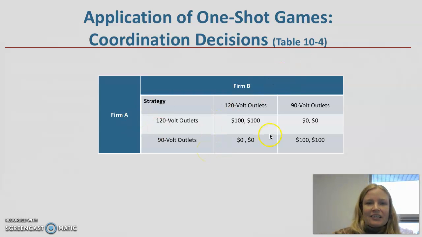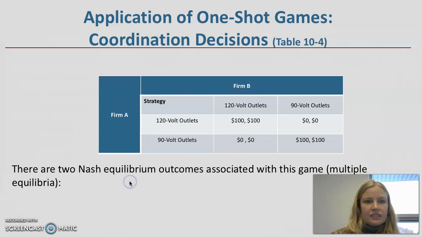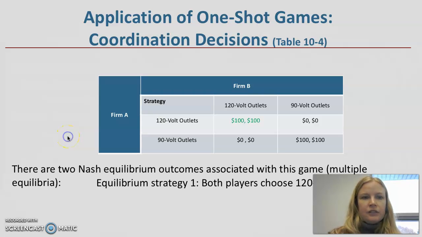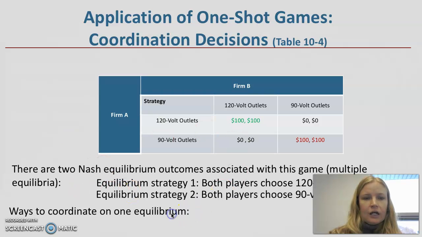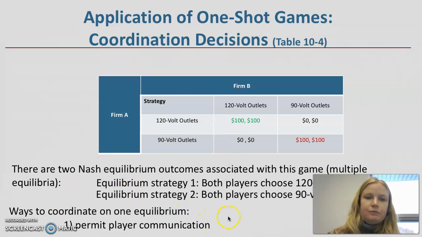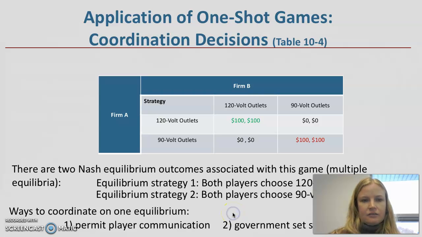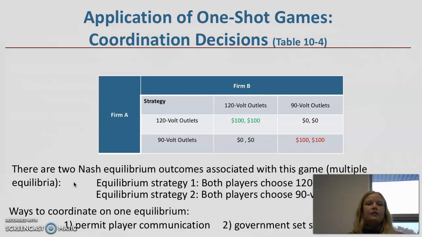So you can either have two outcomes where you both use 120-volt outlets or 90-volt outlets. It's the same outcome, but if the other one doesn't agree with you, you both lose. So in this case, there's two Nash equilibriums associated with this game. I refer to this as multiple equilibria. And basically, you have to be able to coordinate. That's the thing we learn from this, is either have a government set a standard or permit player communication.